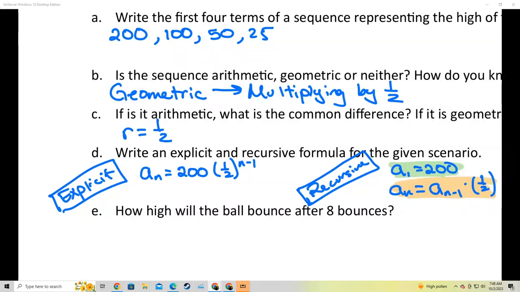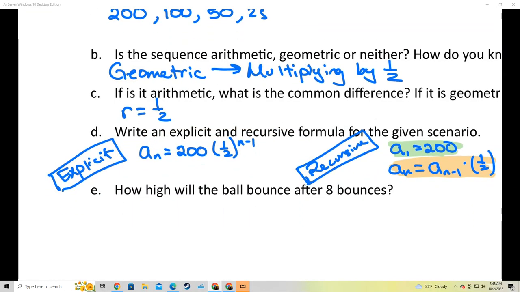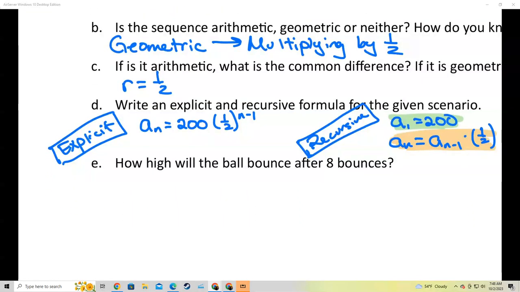How high will it be after 8 bounces? Well, you could keep dividing this by 2, right? Right now, this is first, second, third, fourth term. So I could go divide by 2, divide by 2, divide by 2. That would actually work until you get to your 8th term. Again, me personally, I'm just going to use this formula just because it's easy to use your calculator. I'm going to write the 8th term is equal to 200 times 1/2 to the 7th.